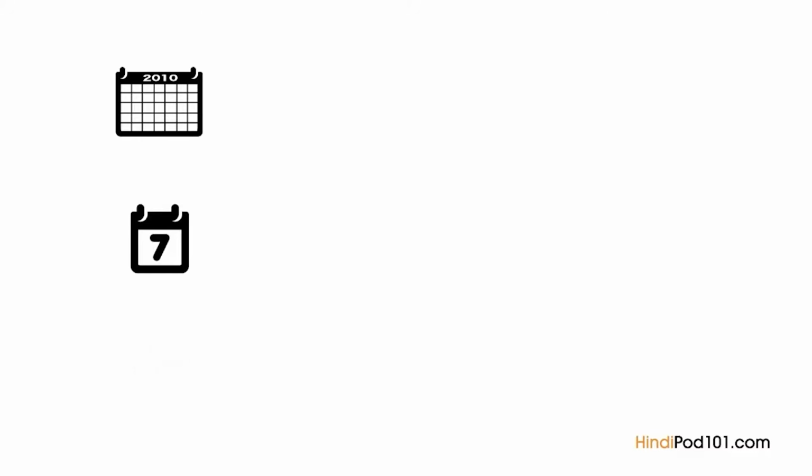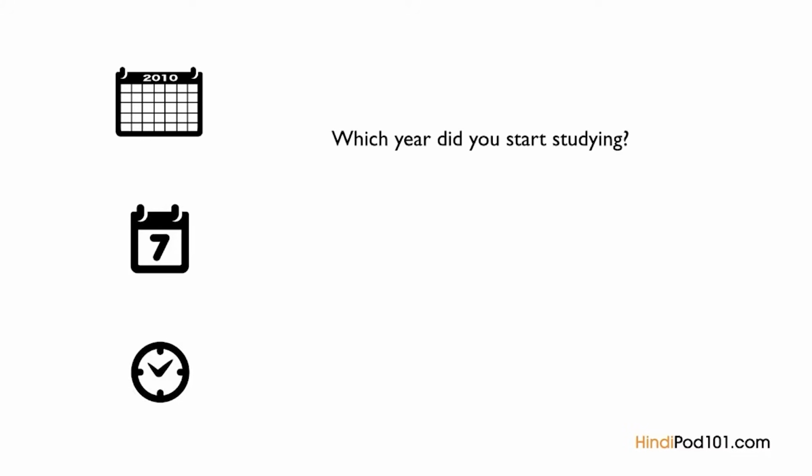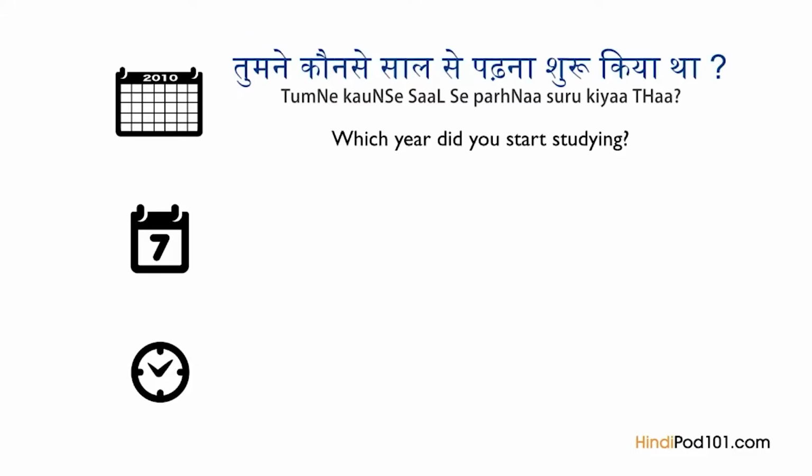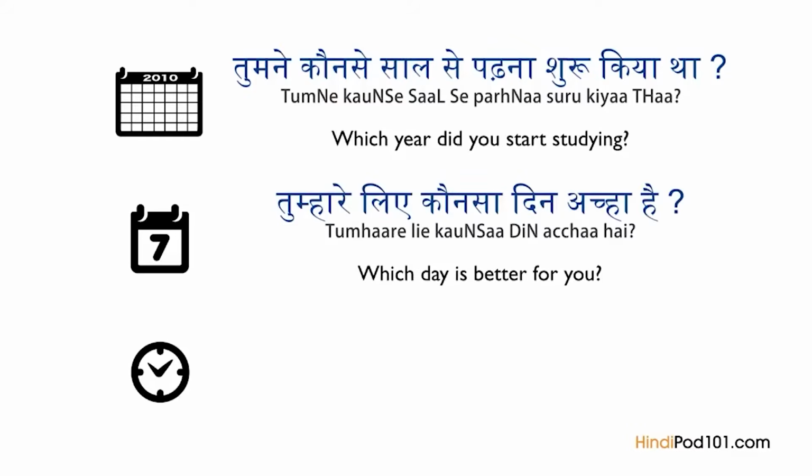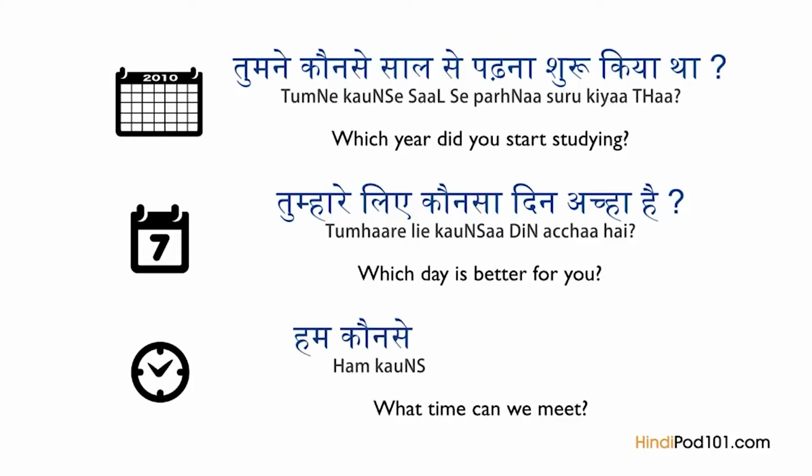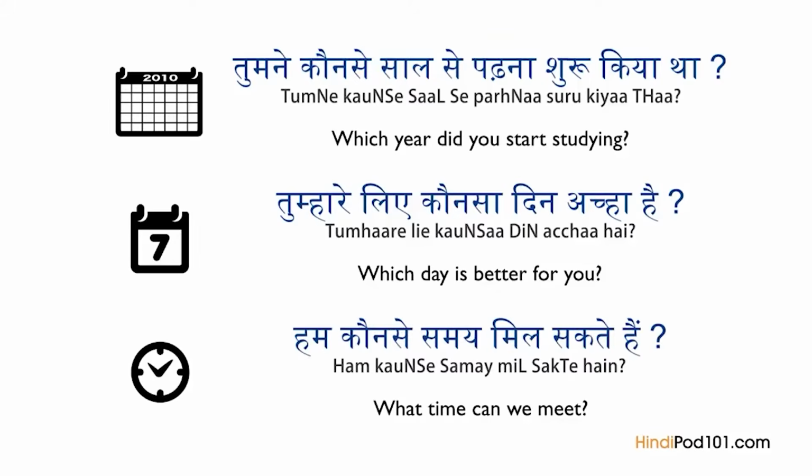But of course, there are other ways to ask about time. You can even be more specific by asking about the year, the date, or the hour. For example, you can ask, which year did you start studying? तुमने कौन से साल से पढ़ना शुरू किया था? Which day is better for you? तुम्हारे लिए कौन सा दिन अच्छा है? What time can we meet? हम कौन से समय मिल सकते हैं?